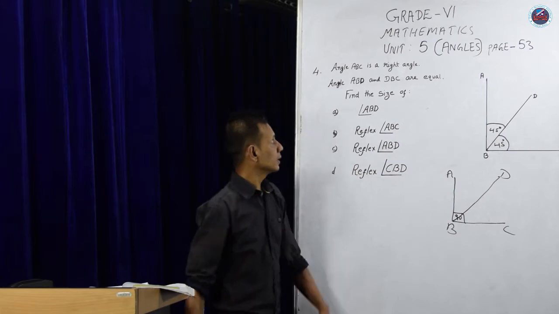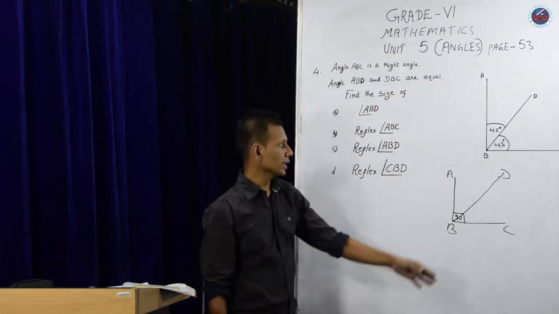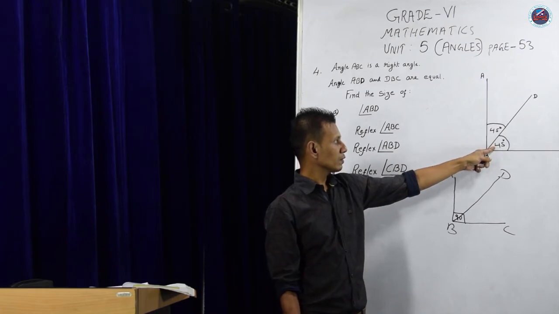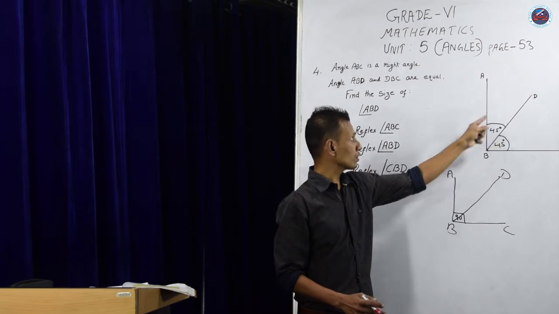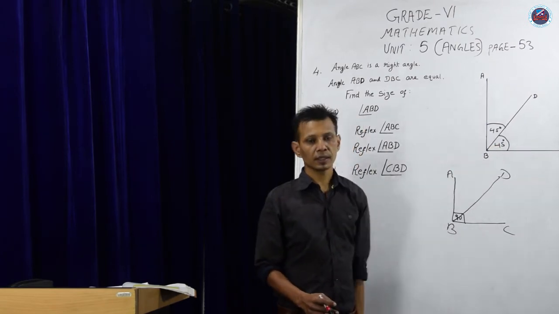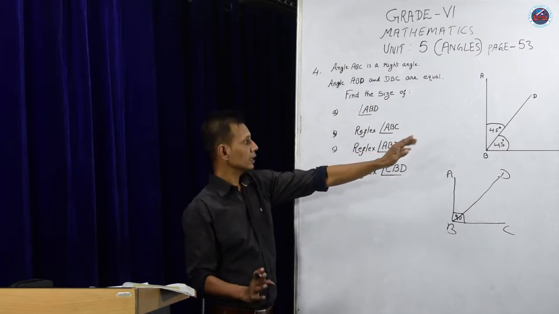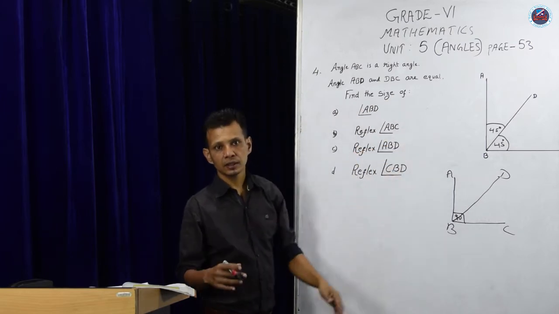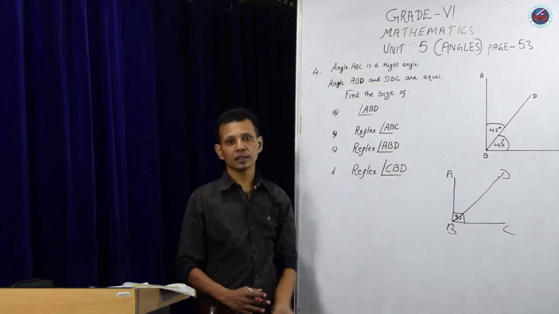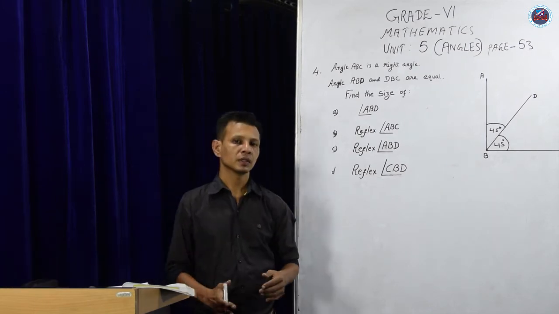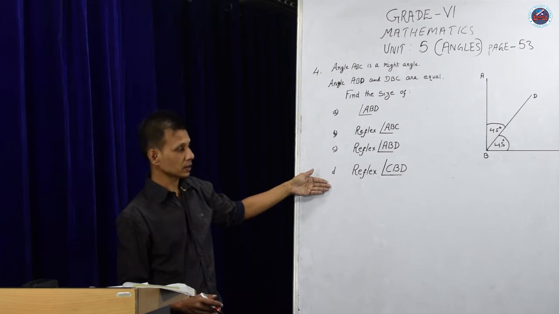It already says ABD and DBC are equal. Yes, they are equal. You just have a look. 45, 45, equal. And when you add them up, 45 plus 45, you will get ABC, which is 90. That means ABC is a right angle. Look here, ABC is the right angle. Is that clear? Well, now we have to solve these 4 questions.